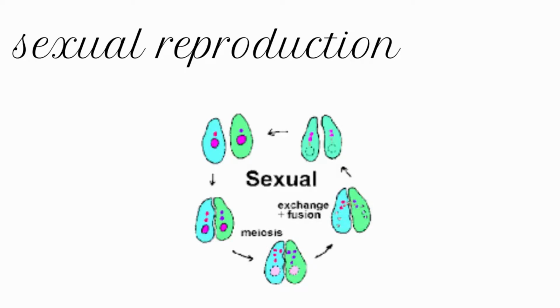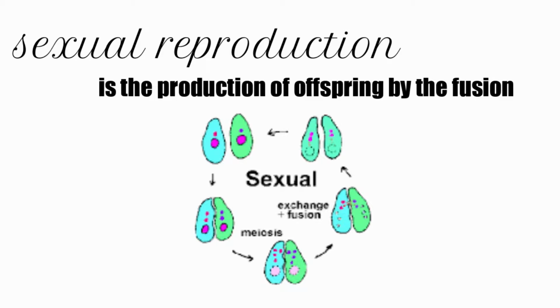Now that we know what asexual reproduction is, let's see what sexual reproduction is. Sexual reproduction is the production of offspring by fusion. Alright, now that we know the two principal modes, I wonder what's the difference between the two modes.